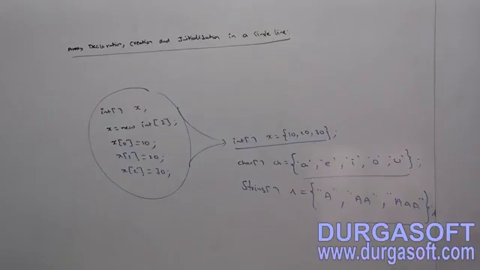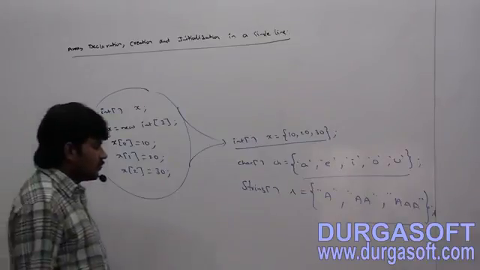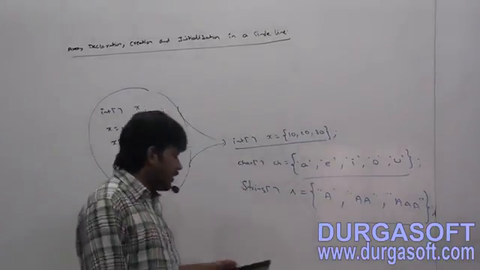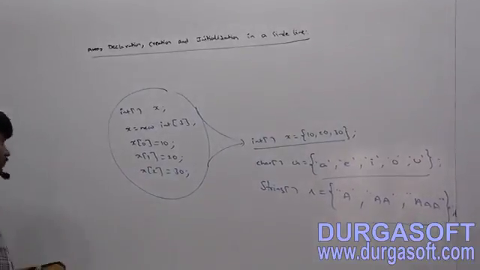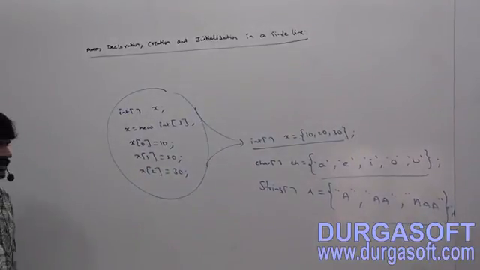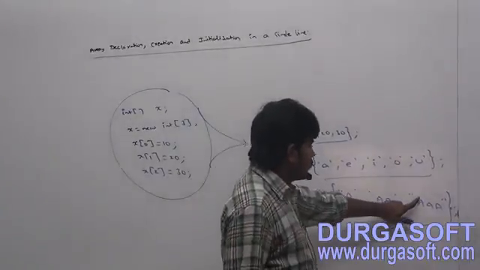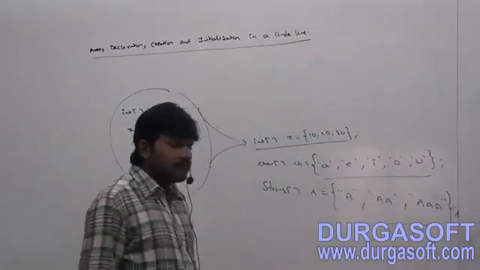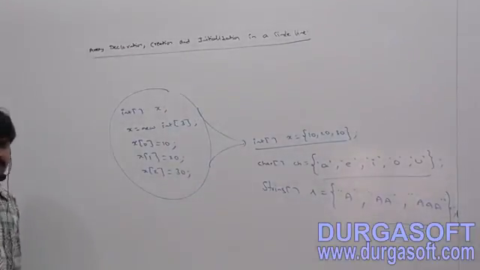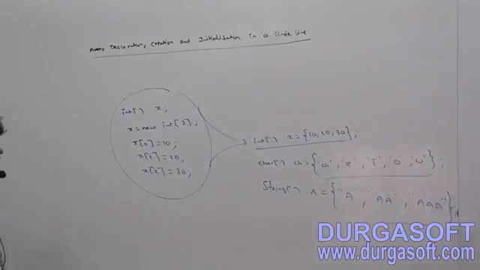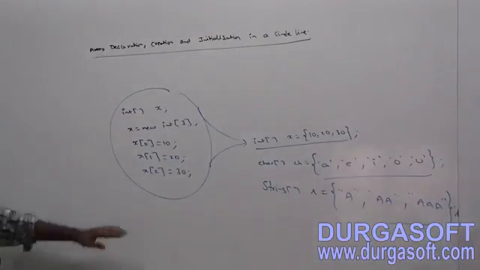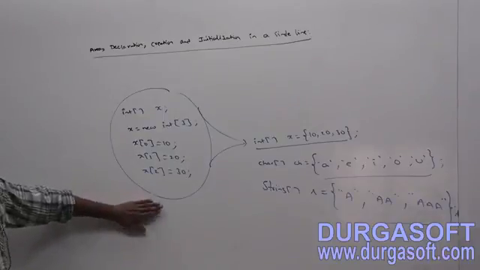Like char array ch is equal to a, e, i, o, u. Next string array s is equal to a group of strings, like this. I hope the terminology is very clear for you people, right?